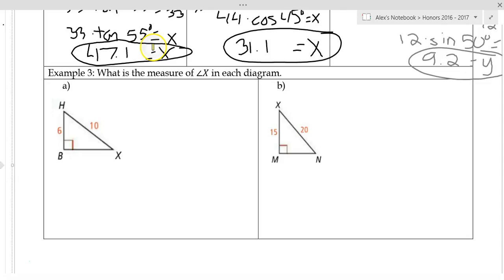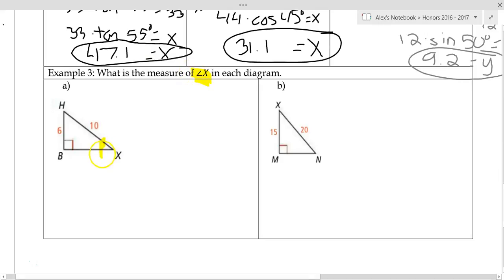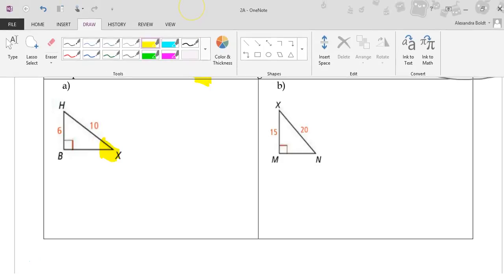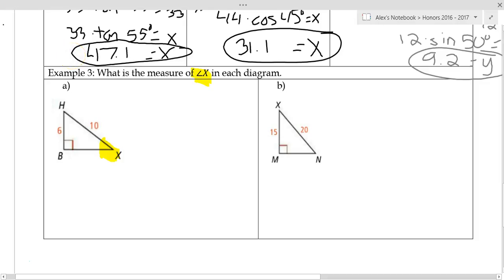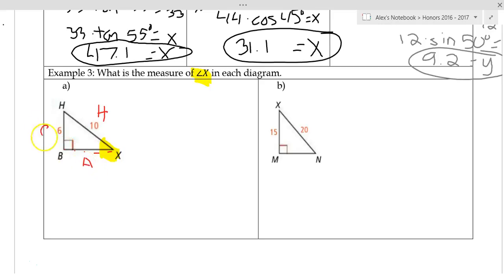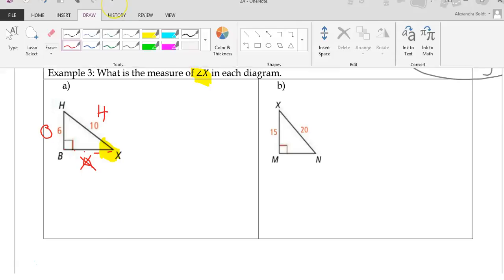So if we look at this example A, we're finding the measure of x in each diagram. Again, I'm always going to start by marking that angle. That's my angle x. And just like we were doing before, we have to label our opposite side, our adjacent side, and the hypotenuse. Remember, the hypotenuse is always across from that right angle. My adjacent side is next to that right angle. And then I have my opposite side. Here, I know nothing about my adjacent side, so I'm not going to use that. I'm going to use the O and H.